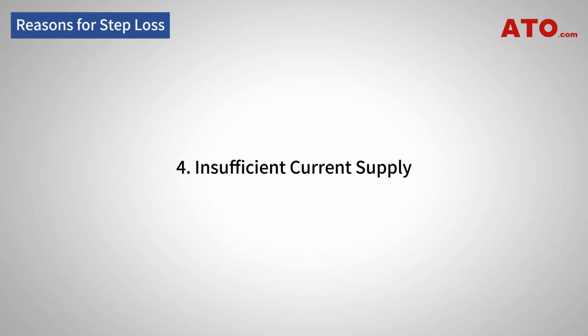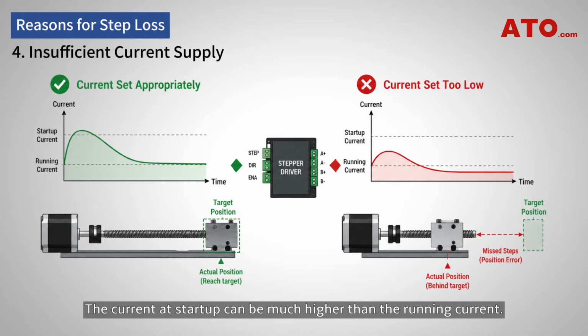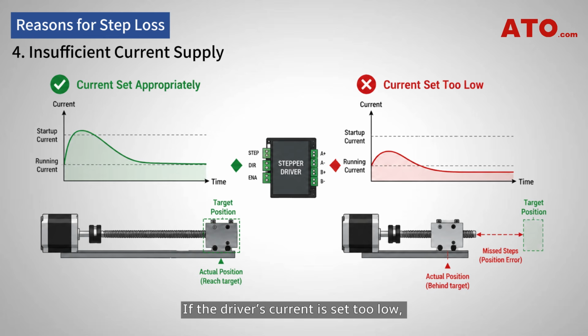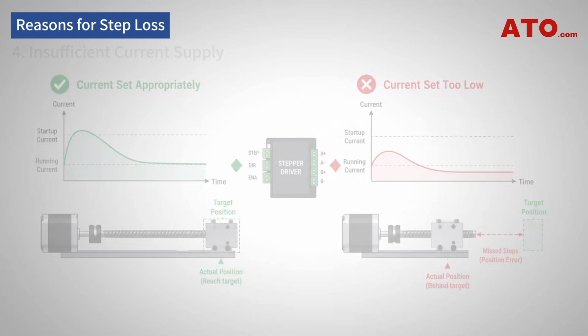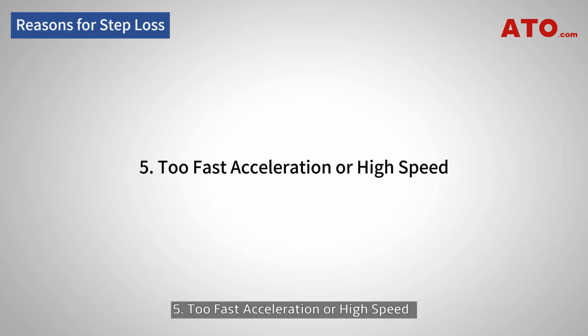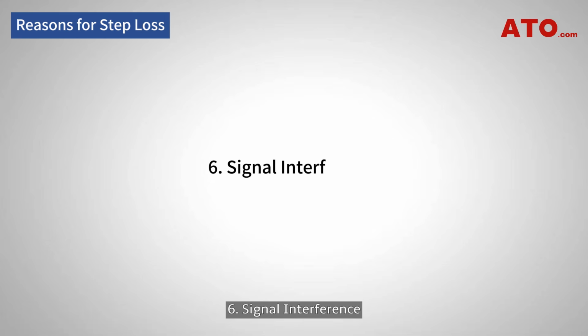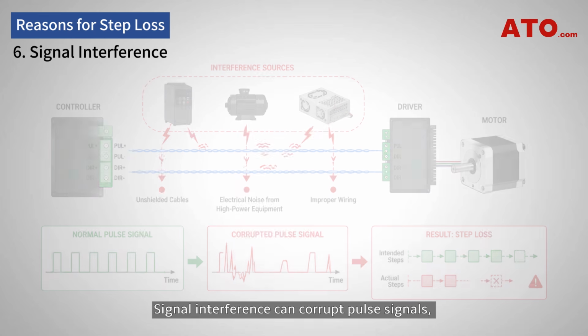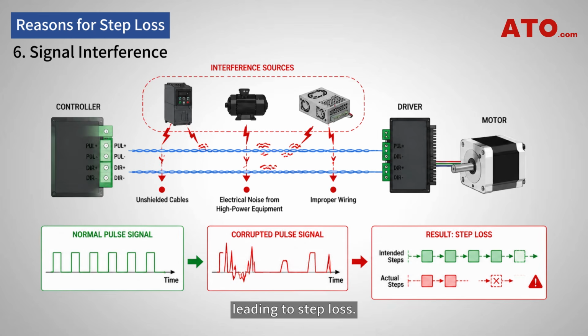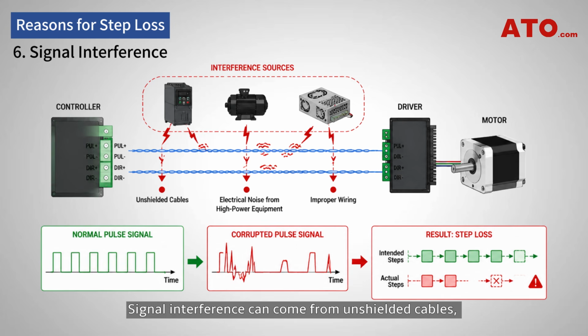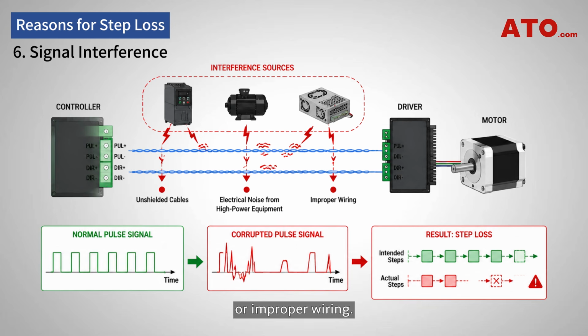Number 4. Insufficient current supply. The current at startup can be much higher than the running current. If the driver's current is set too low, the motor may not start or accelerate properly, resulting in step loss. Number 5. Too fast acceleration or high speed. If the initial speed or acceleration is set too high, the motor may not have enough time to settle into each step, causing it to lose sync with the pulses. Number 6. Signal interference. Signal interference can corrupt pulse signals, leading to step loss. Signal interference can come from unshielded cables, electrical noise of nearby high-power equipment, or improper wiring.